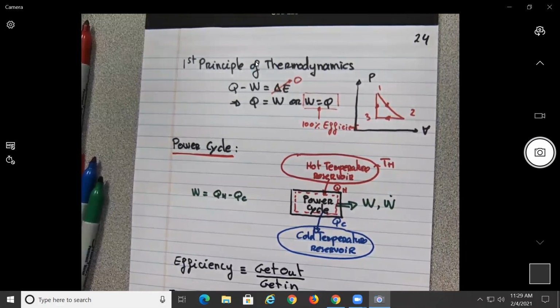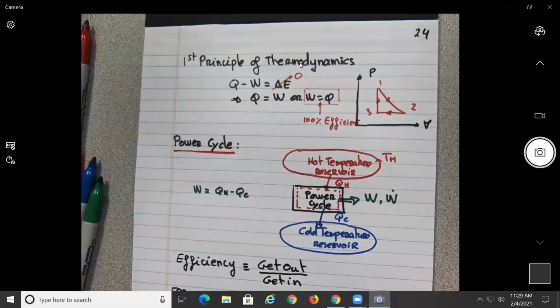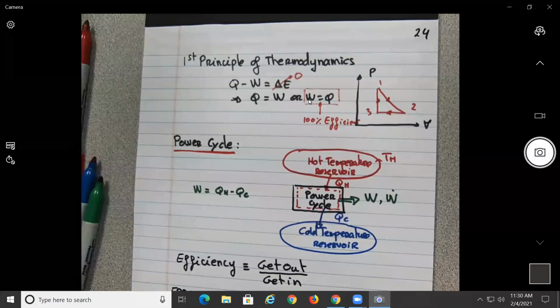What I was saying is that so far we have studied the first principle of thermodynamics for a cycle. When you go from one point and you end up again at the same point, that means the total change in energy is 0. In that case, the equation simplifies to Q equal to W, or W equal to Q. That basically means this is 100% efficient. So if you think about a power cycle, if you put in a certain amount of heat, you should be able to transform all that heat into work. But we know that you cannot have something 100% efficient.